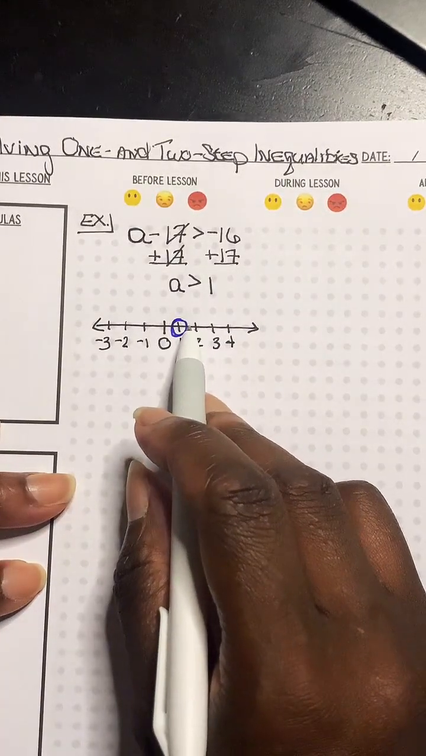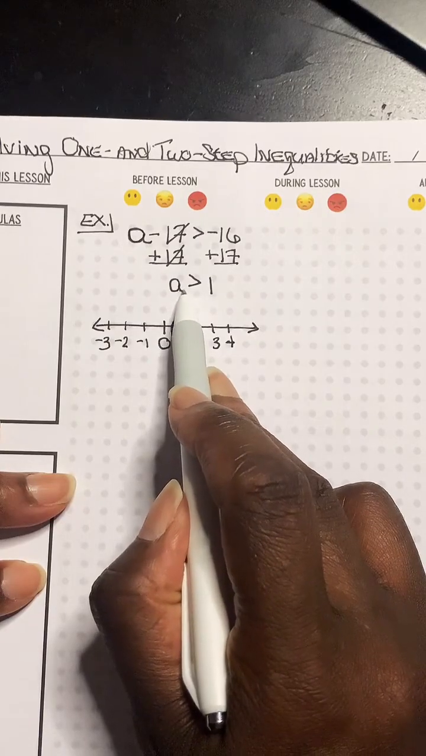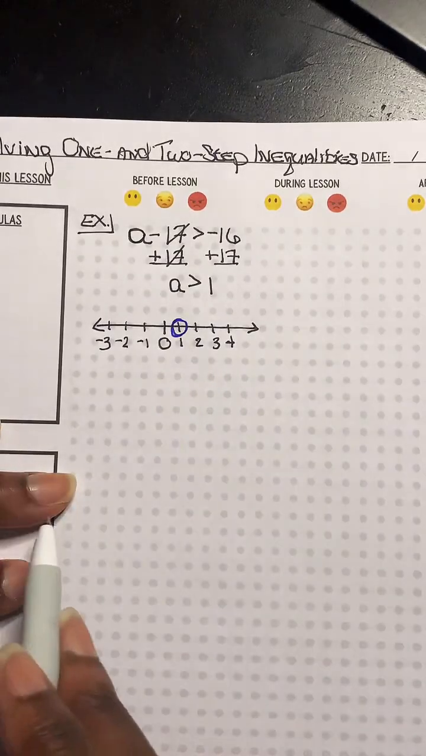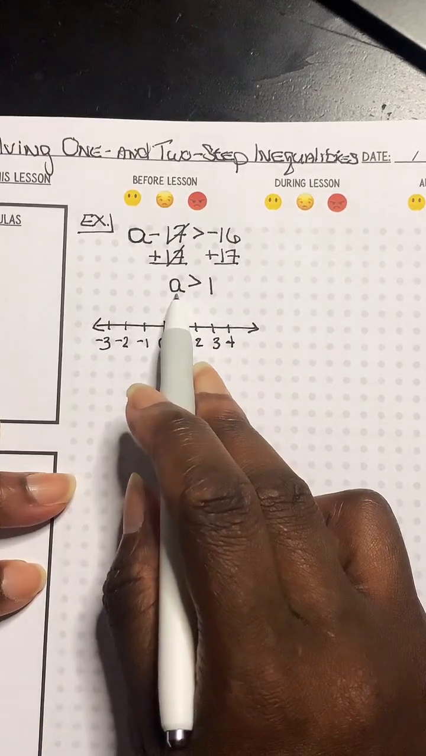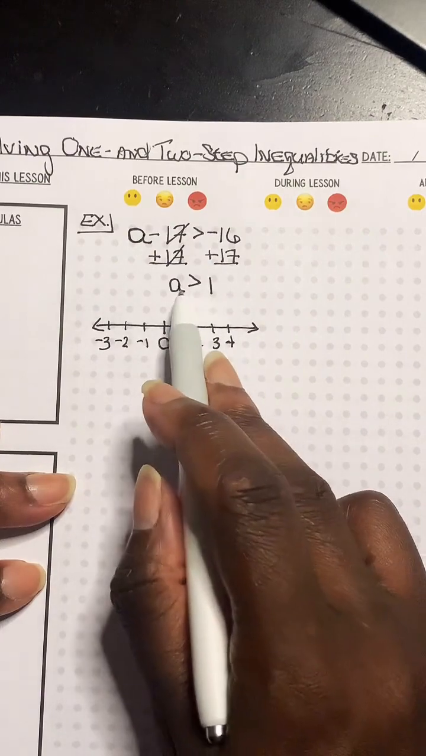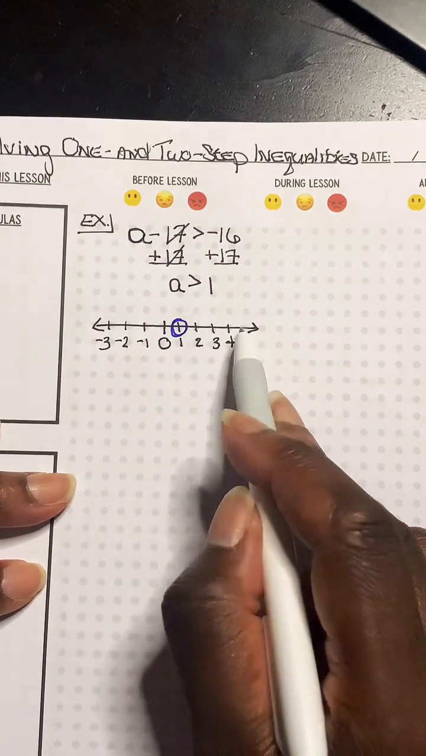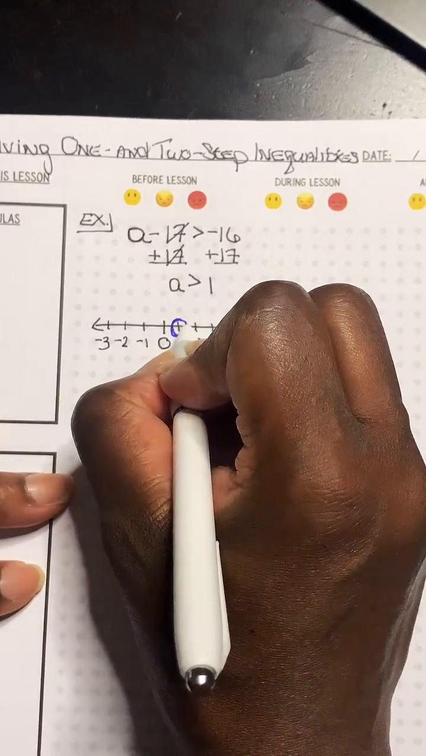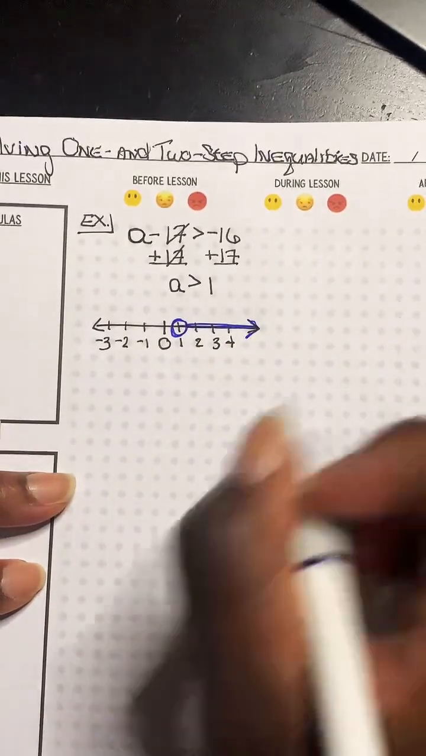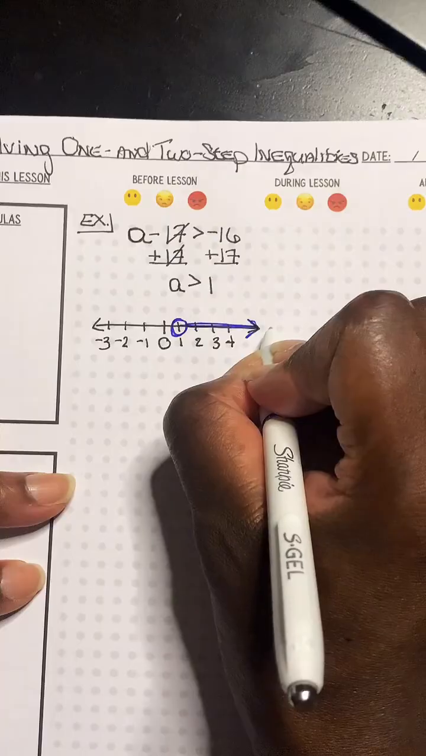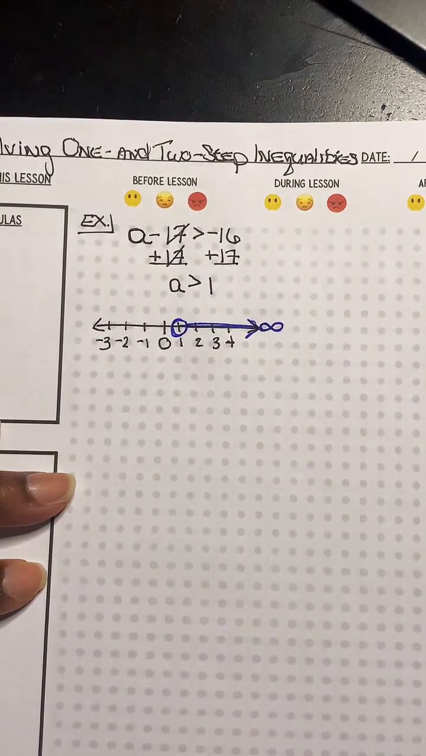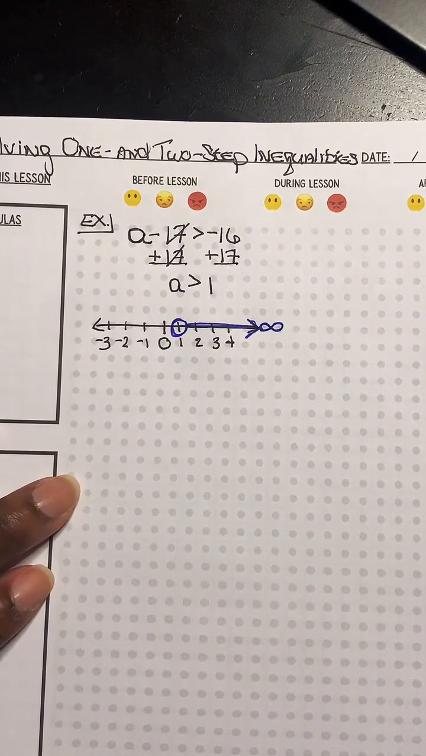Now the side that I'm going to shade is the side that's going to make this into a true statement. If I want to substitute these numbers in for A, I can do that. If I substitute 2 in for A, I get 2 is greater than 1. That's a true statement. If I substitute 4 in for A, 4 is greater than 1. That's a true statement. So the side that contains those true statements, I'm going to shade, and this is going to go all the way to positive infinity.